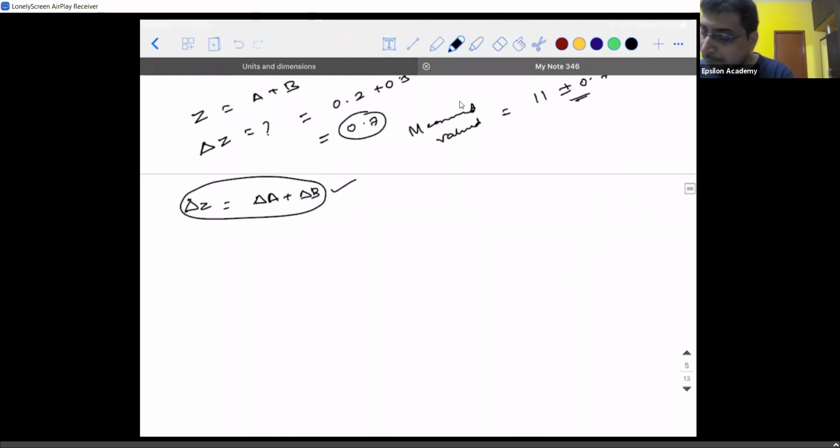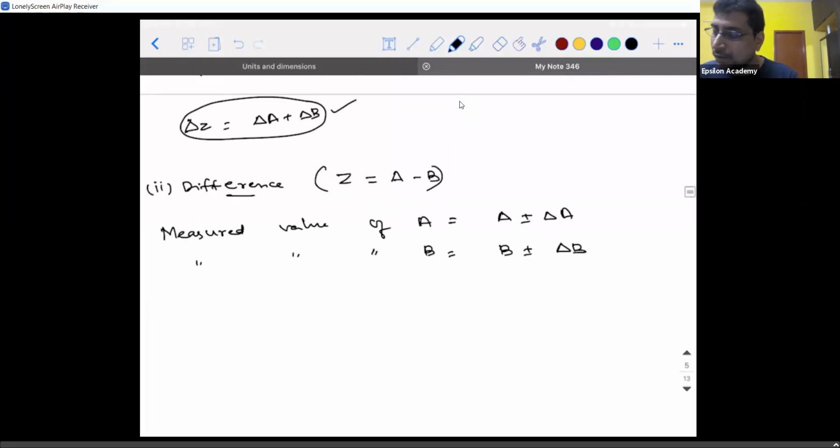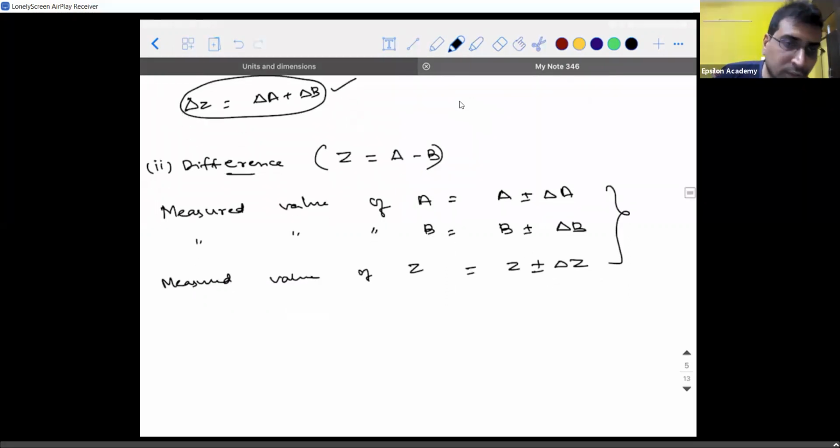Now we will see what will happen in the case of difference. That is z is equal to a minus b. Let's say the measured value of a is equal to a plus or minus delta a. Similarly, measured value of b is equal to b plus or minus delta b. Then the measured value of z will be z plus or minus delta z. I hope you guys are able to understand this, right?